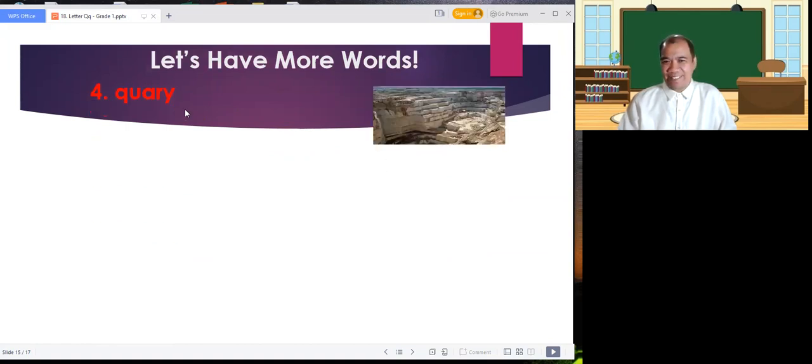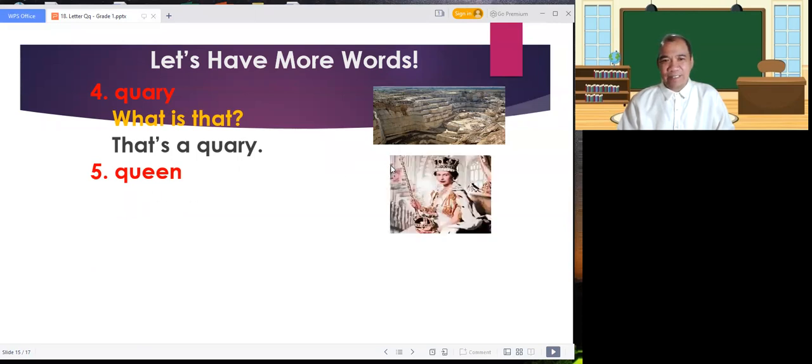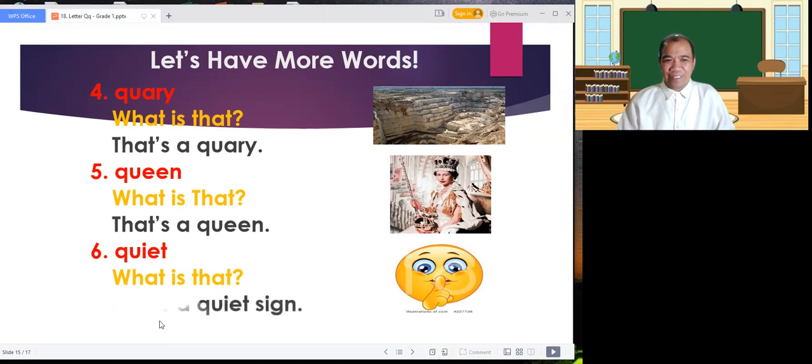Quarry. Okay, this is a quarry. They dug, got dug for gold, okay? Quarry. What is that? That's a quarry. Queen. What is that? That's a queen. Quiet. Ooh. Quiet. What's that? That's a quiet sign. Okay, quiet sign, okay?